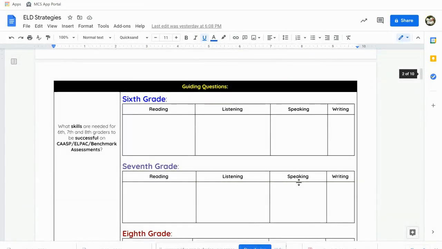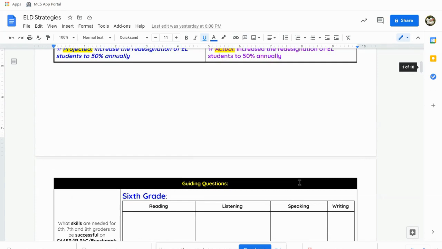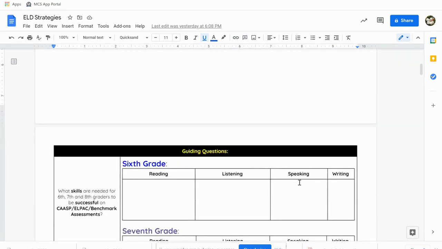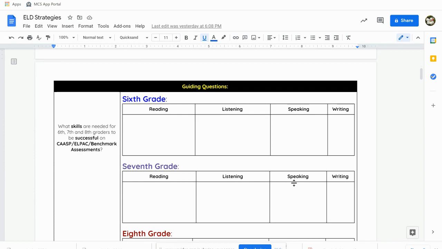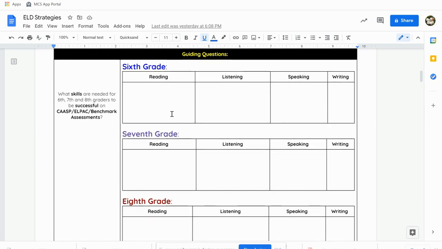All right. So what we have here are guiding questions. I want 6th, 7th, and 8th grade teachers to look at what skills are needed for your students to be successful on the CAASPP, the ELPAC, or any other benchmark assessments. What do they need to be successful in reading, in listening, in speaking, or in writing?